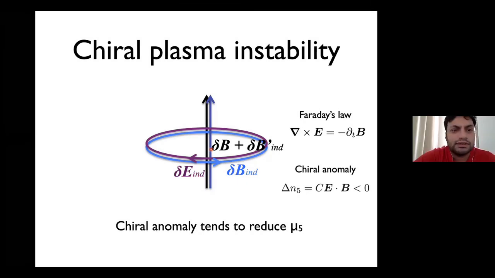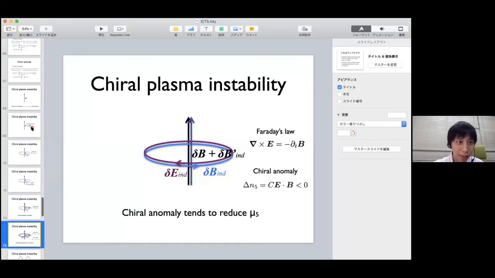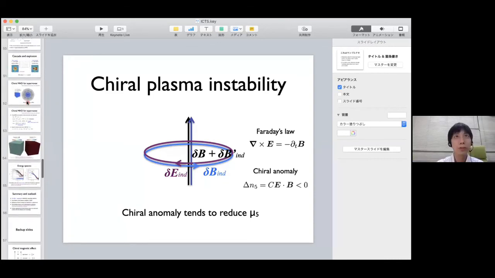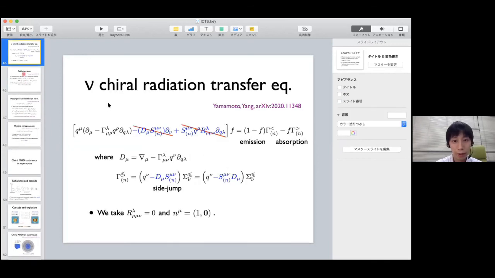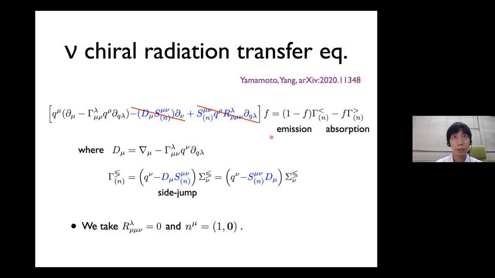So I have a related question. You have not discussed the chiral vortical effect so far in your talk. Is it possible to also take it into account? Not directly. Actually, it's indirectly taken into account in the physics of neutrinos, because neutrinos are charge neutral, so they do not directly show the chiral vortical effect. But in this formulation, the effect of the chiral vortical effect is incorporated for the neutrino in the neutrino chiral radiation transfer equation. We have a quantum correction using this effect called the side jump term, which is responsible for this chiral vortical effect. So the chiral vortical effect can be incorporated in other systems as well, not limited to this problem of neutrinos.